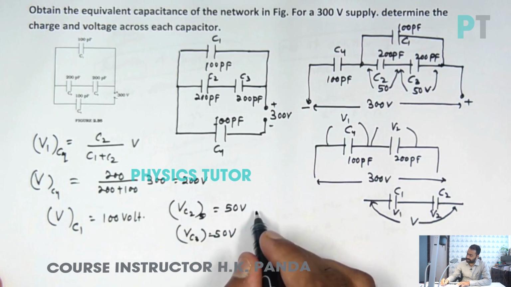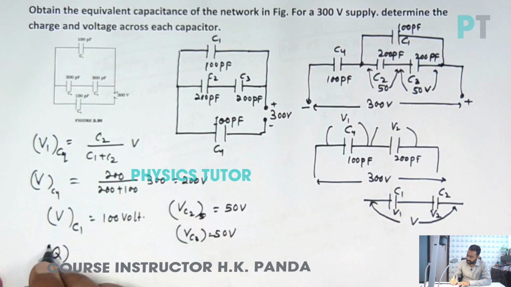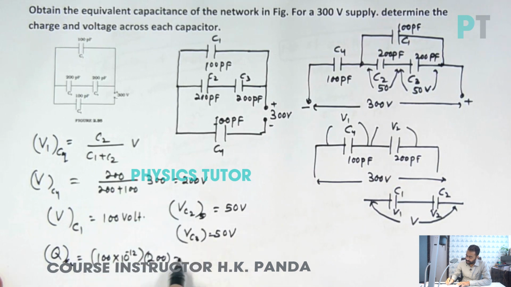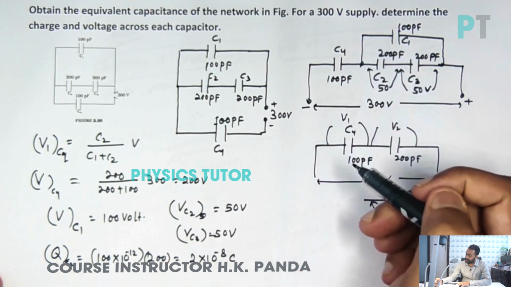Let us calculate the charges on each of the capacitors. The charge on C4 is CV. The capacity of C4 is 100 picofarad, that is 100 into 10 to the power minus 12, and the voltage across C4 is 200 volt. So this will be 200 into 100, which is 10 to the power 4, so you can write 2 into 10 to the power minus 8 coulomb. This will be the charge on the C4 capacitor.